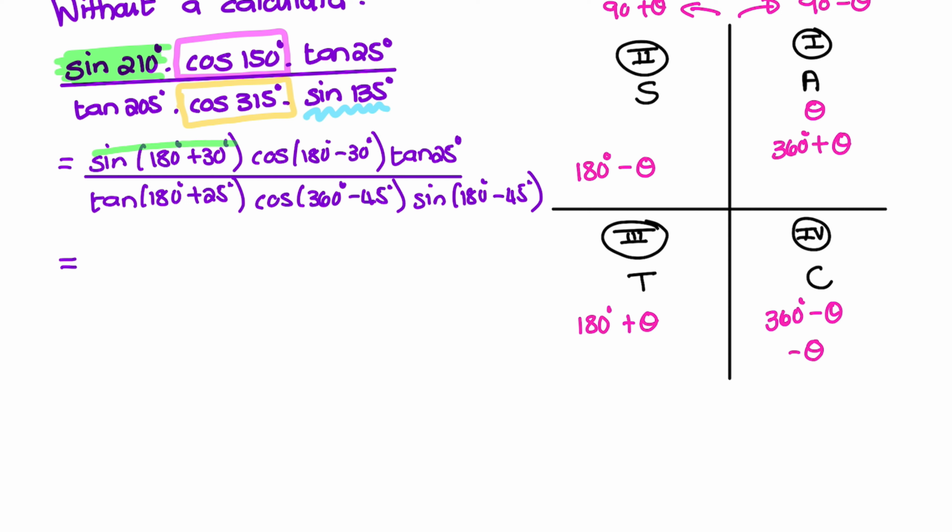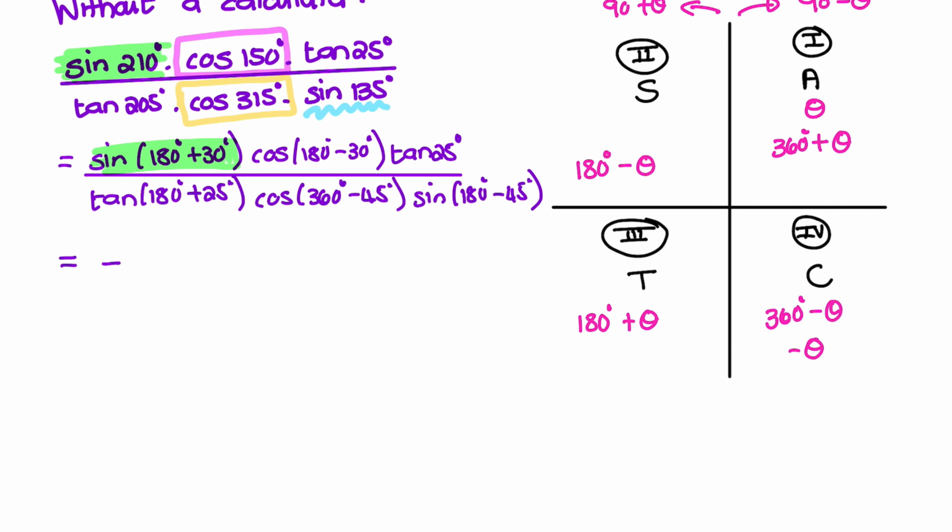The sine of 180 plus theta is in the third quadrant, and we know that sine is negative in the third quadrant. So that will become negative sine of 30 degrees. Next, we have the cosine of 180 minus 30, which was in the second quadrant, and cosine is negative in the second quadrant. Notice that I'm using brackets now, because if I don't have the brackets, it will read as negative sine 30 minus cos 30. We are not subtracting them from one another, we are actually multiplying them with each other. That's why it's important to include brackets in this calculation.